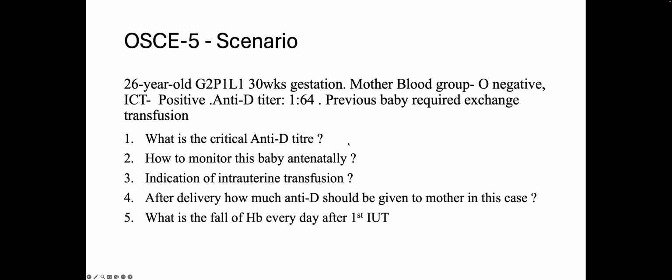So some of the good answers from the last discussion about the IEMs causing hydrops. Then we have 1:16 and monitor antenatally with maternal antibody titer, MCA PCV, and MCV more than 1.1 MoM. That's the correct answer. And somebody has given the dose of anti-D, but you should understand that here the ICT is positive. And then 1 gram per day fall. So we look at the answers.